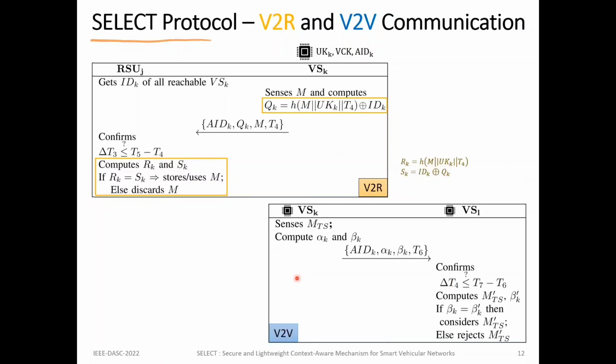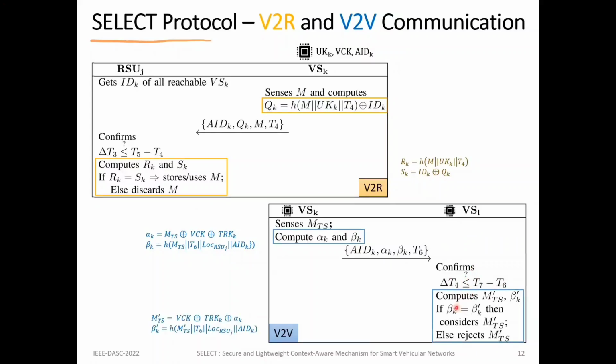Here a vehicle sensor frequently sends traffic and road safety messages to in-range vehicles using the DSRC protocol, but the receiving vehicles should check the authenticity of the data, whether it is valid or not, or it is correct or not. So when VSK enters into the range of RSUJ, it gets the TRK. TRK is one parameter sent by the RSU. And with the help of this TRK and its secret key, VCK, it encrypts the message and provides the alpha K, and the beta K is the hash value of this information. And then it sends certain information to another vehicle. The vehicle computes and checks whether this timestamp is fresh or not. If beta K is equal to beta prime K, then only accept the message, otherwise reject it.